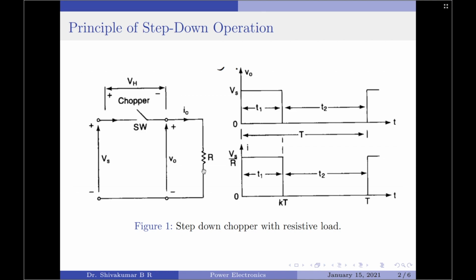Since the type of the load here is purely resistive, it is very easy to obtain waveforms for the load current as well. This is what is being shown here in this particular waveform. The value of the output load current when the chopper switch is closed is equal to Vs divided by R. That is because the output voltage when the chopper switch is closed is Vs and the load here is R. So, the load current will simply be Vs divided by R.